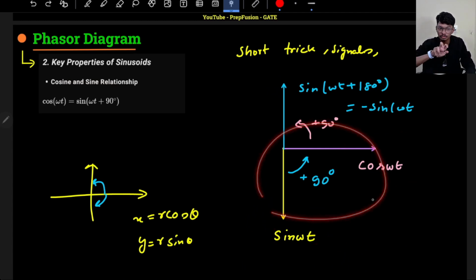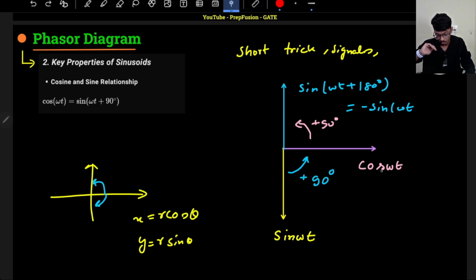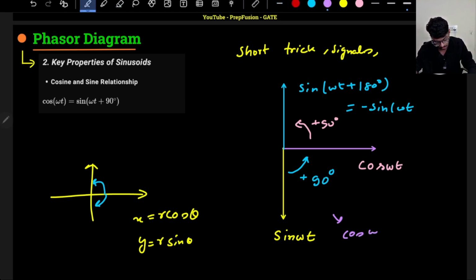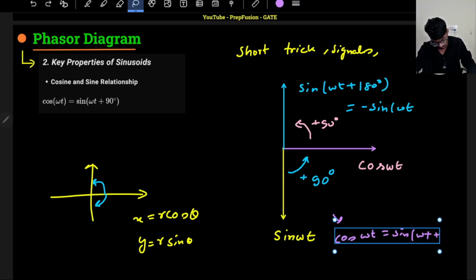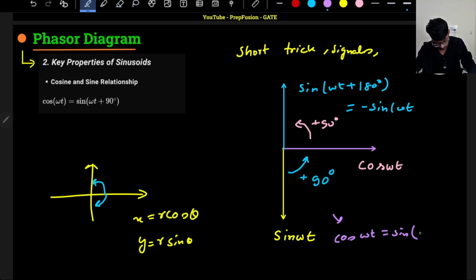From here you will figure out which angle is lagging or leading. Lagging and leading I will come to, but from here you will figure out that if I add plus 90 to sine, then I will reach cos omega t. So from this phasor diagram, you can deduce the formula that cos omega t will be sin omega t plus 90.